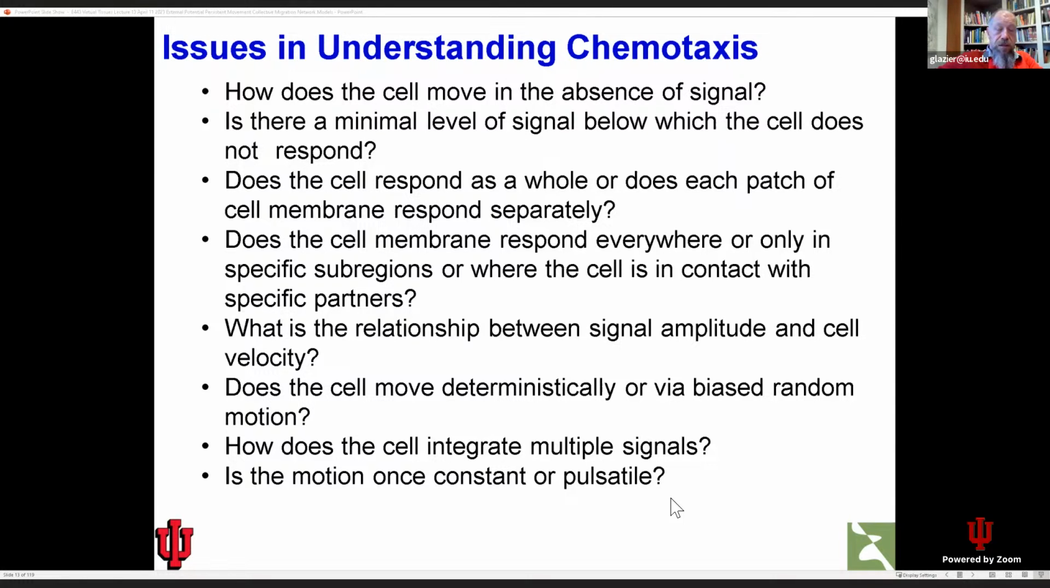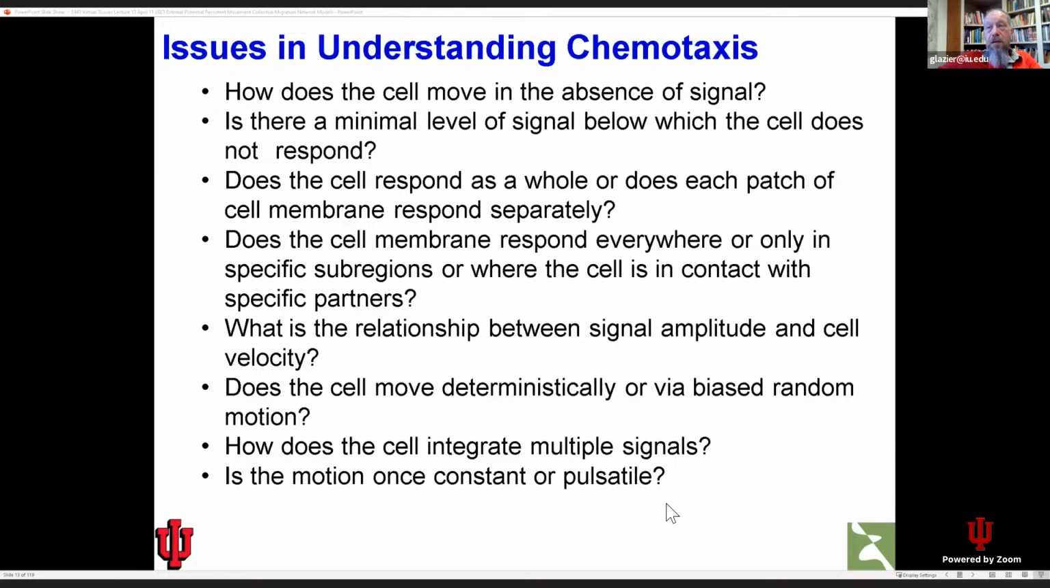And it comes back again, is every surface of the cell responsive or not? Is the velocity of the cell independent of the gradient or independent of the concentration? Is the movement of the cell deterministic or moving through a biased random walk? We didn't go over in class the difference between chemotaxis and chemokinesis, but there's a set of slides that compare how eukaryotic cells move in response to chemicals to the way bacteria move.